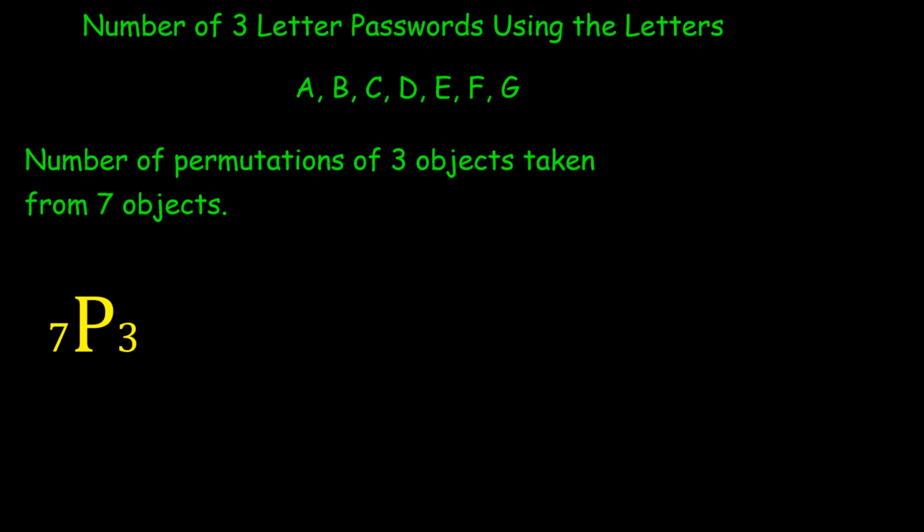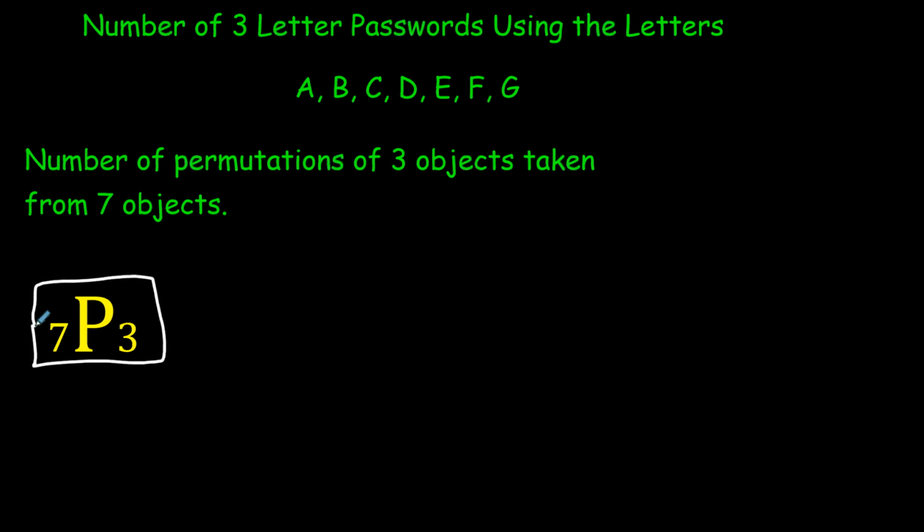So here's a permutation example, number of 3-letter passwords using the letters A, B, C, D, E, F, and G. So this is called the number of permutations of 3 objects taken from 7 objects. And what you'll often see is you'll see it written like this, 7P3. So this means a permutation of 7 objects where you're taking 3 of those objects.